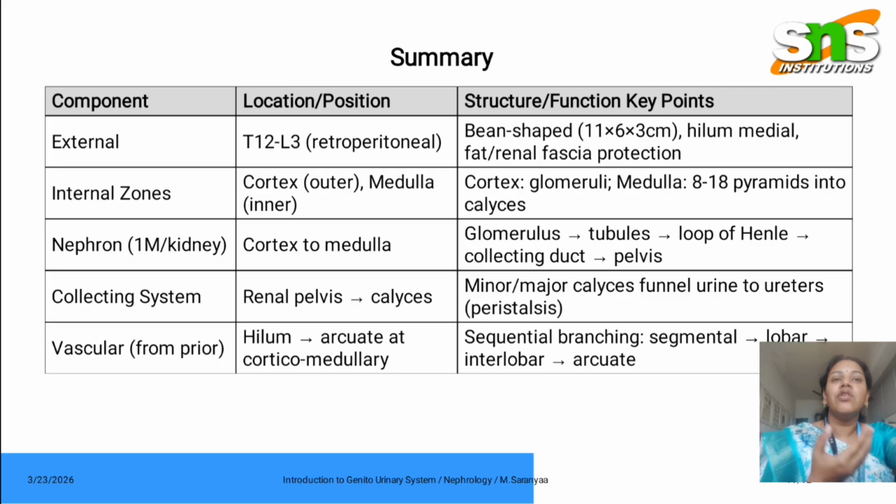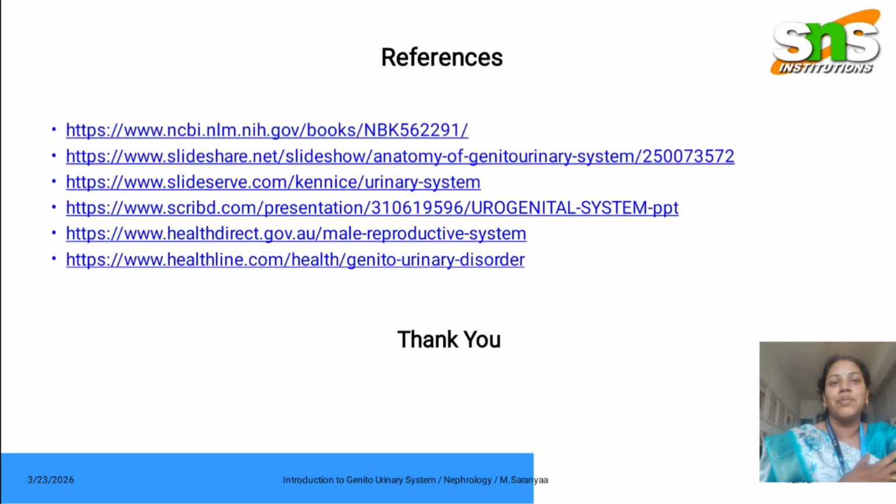At the end, in summary, we have seen the structure of the kidney, which is bean shaped and covered by a renal fascia. It has two layers: the outer layer, which is the cortex, and the inner layer, which is the medulla. There are about 1 million nephrons in each kidney, and the urine is collected in an area called the renal pelvis, and from the renal pelvis it goes to the ureter, and from the ureter to the urinary bladder. This is the sequential appearance.